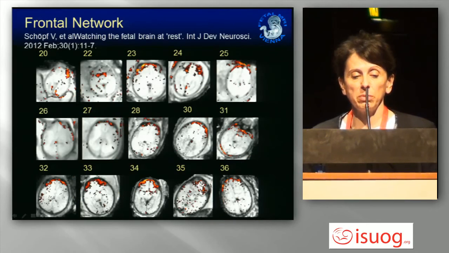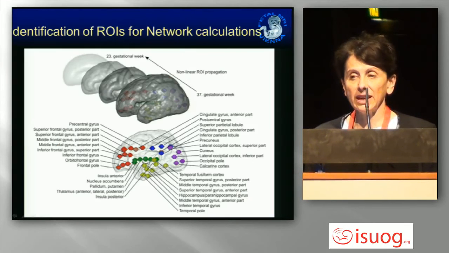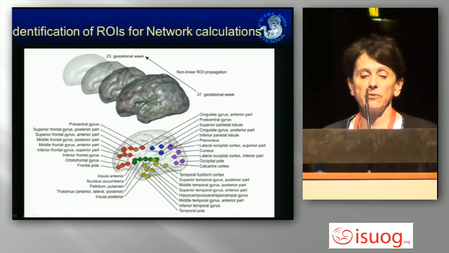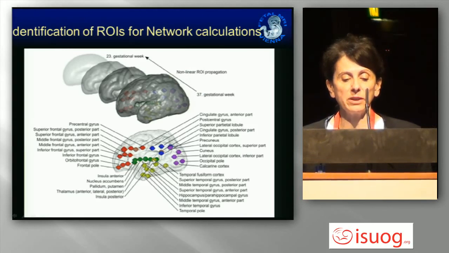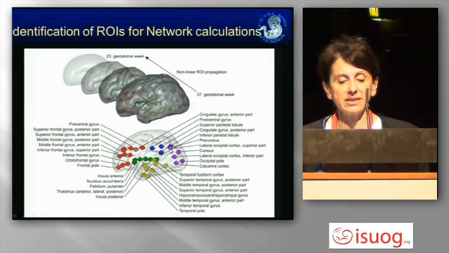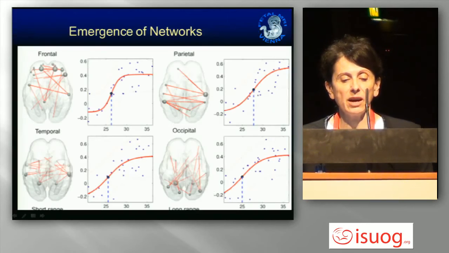And this is just an example of how it looks in fetuses from gestation week 20 to 36. What you're looking at here is the frontal network that stays quite constant during all these ages. And we have already gone one step further. We quantified these networks, and this looks rather complicated because it shows all the points that we designed here, all the anatomical points, and then we tested when the networks were developed.